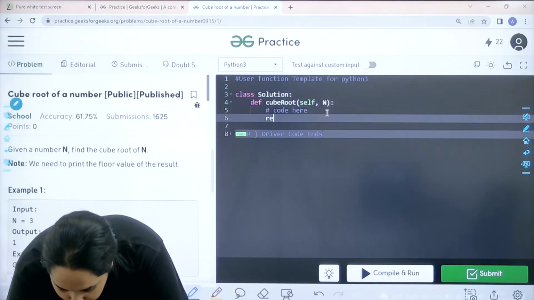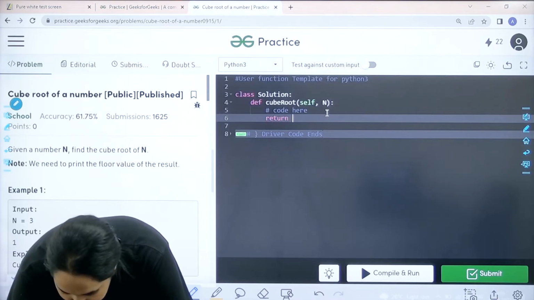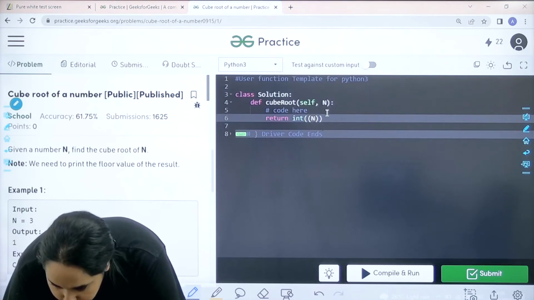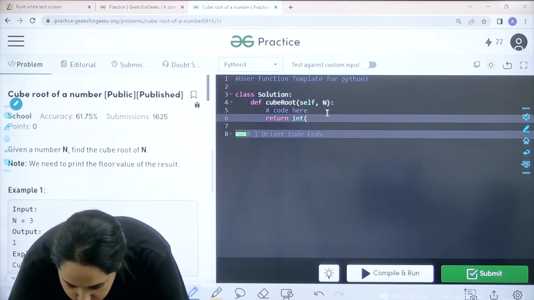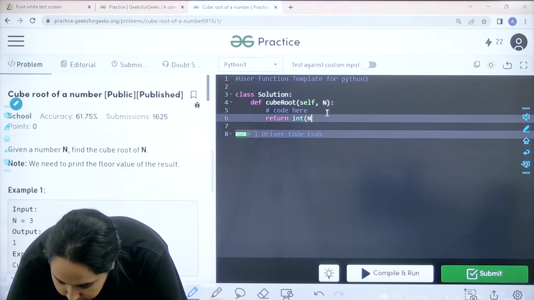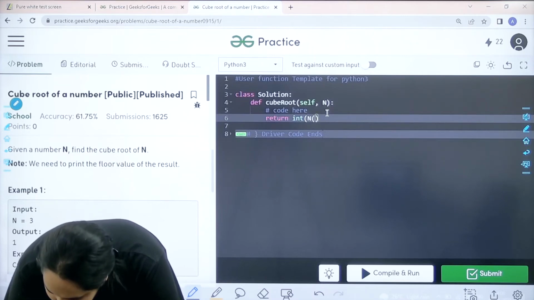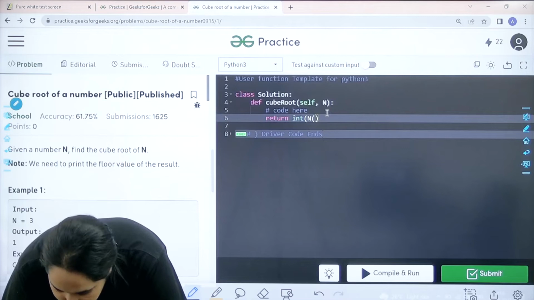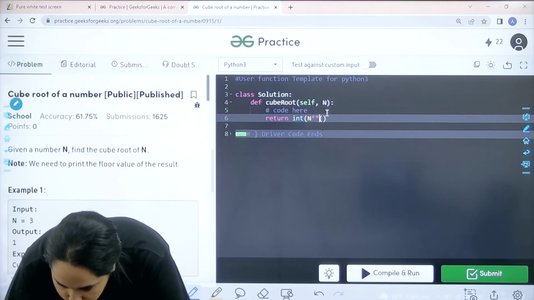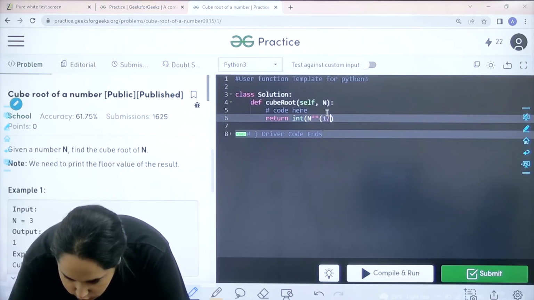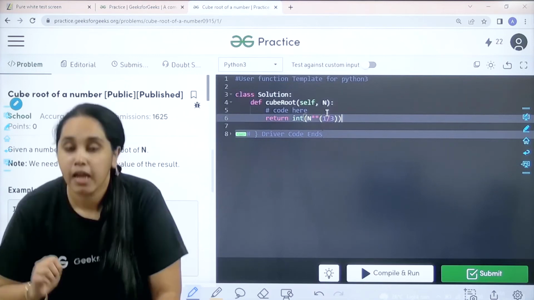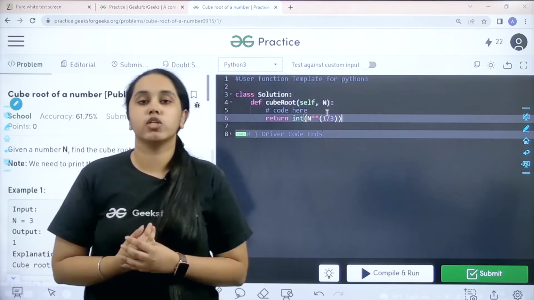I just need to write return, then integer value, since I need a floor value, right? And over here it would be n. After n, I need to write star 1 by 3, so it would be star 1/3 and close. Now I need to check if my solution is correct or not.